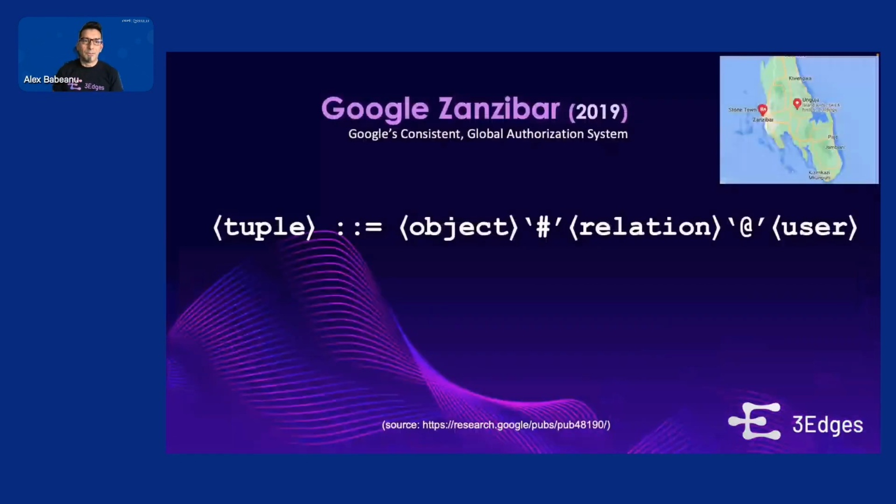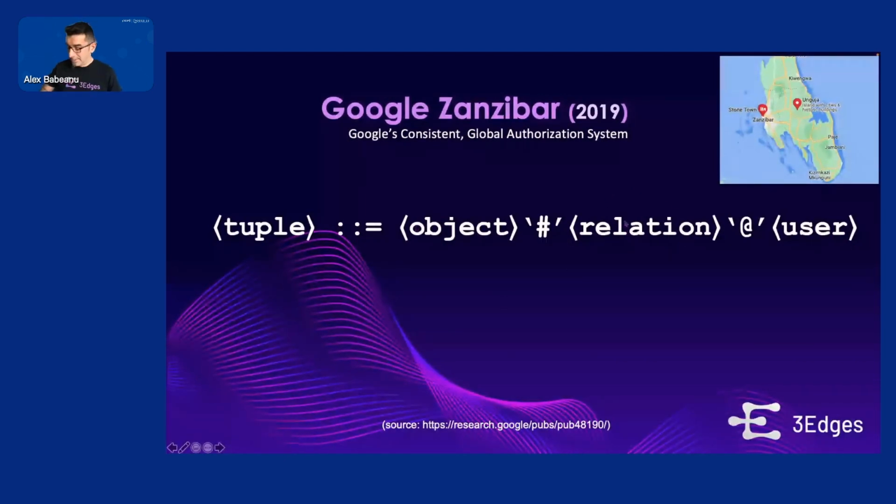It all started with the publication by Google of their paper called Google's Consistent Global Authorization System, which they titled Zanzibar for a reason that still escapes me. Anyway, in that paper, Google just described the authorization system that they implemented to solve all their authorization problems, from Google Doc all the way to Google Cloud. So at the root of this system is the concept of a tuple. A tuple is a simple string, as follows, that relates a user to an object. What this string means is that the user can access the object, and the type of access is provided by the nature of this relationship.